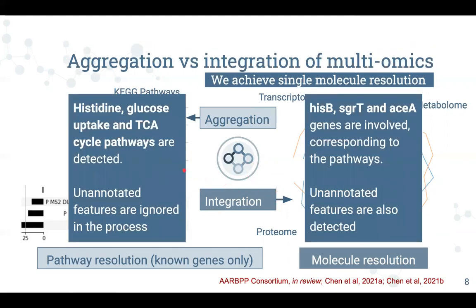So the conventional aggregative approach implicates histidine, glucose uptake, and TCA cycle pathways as involved in sepsis. On the right, we have the single molecule resolution version, which detects the specific genes HISB, SERT, and SA, which are involved in these pathways. In addition, we also detect some proteins and metabolites. Not all detected features are annotated, and some are unknown, and our pipeline is able to detect these.